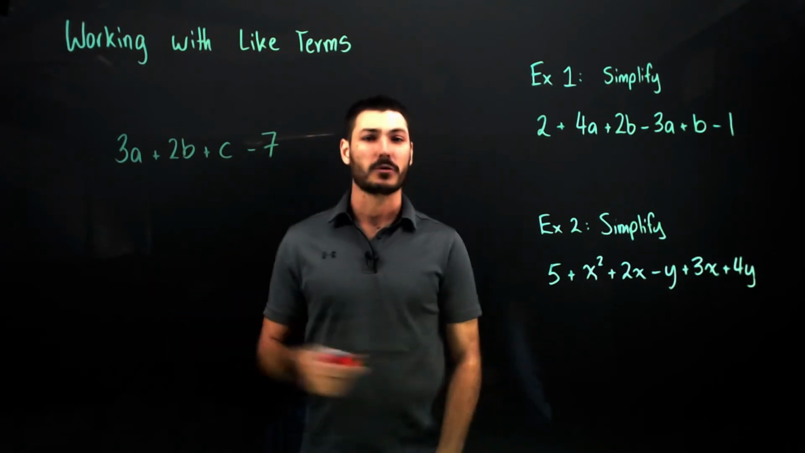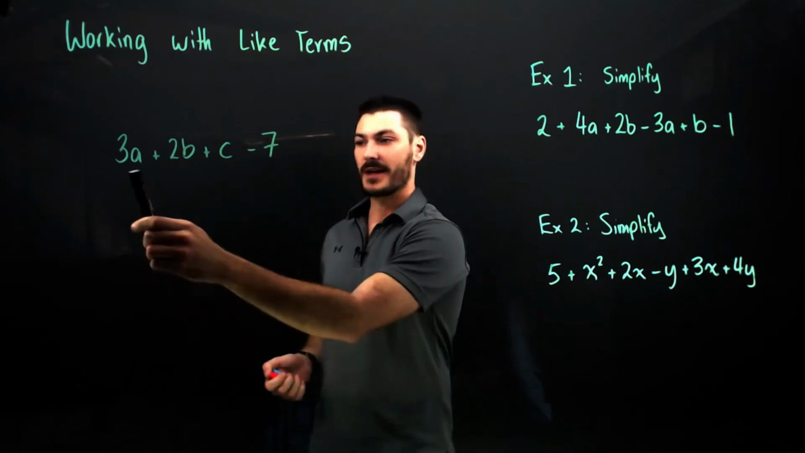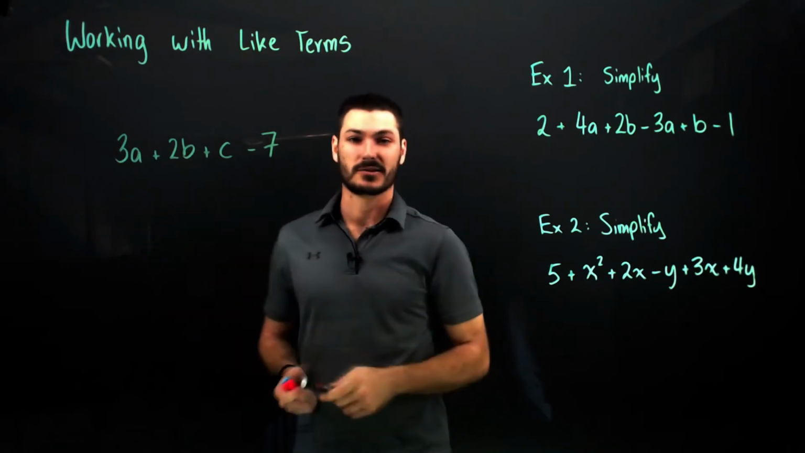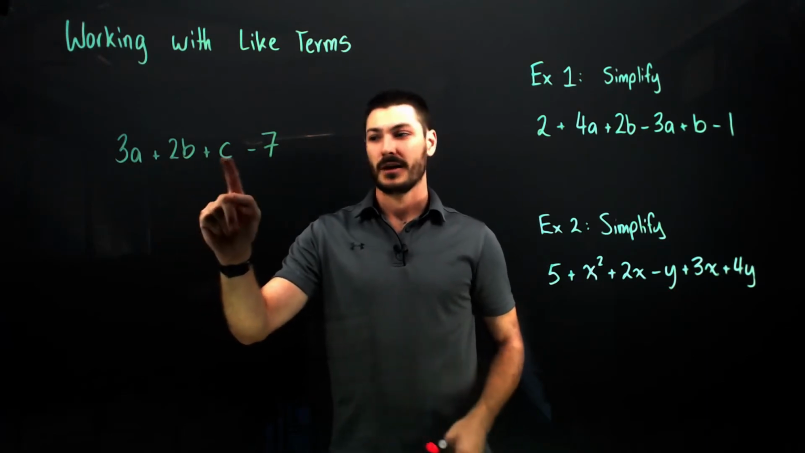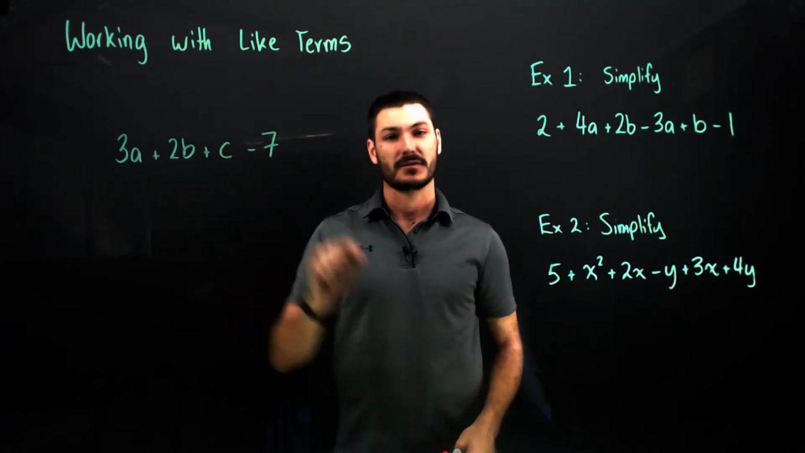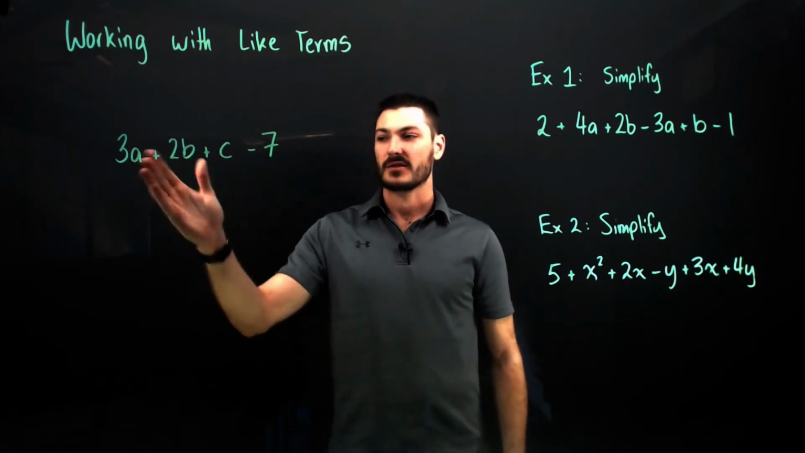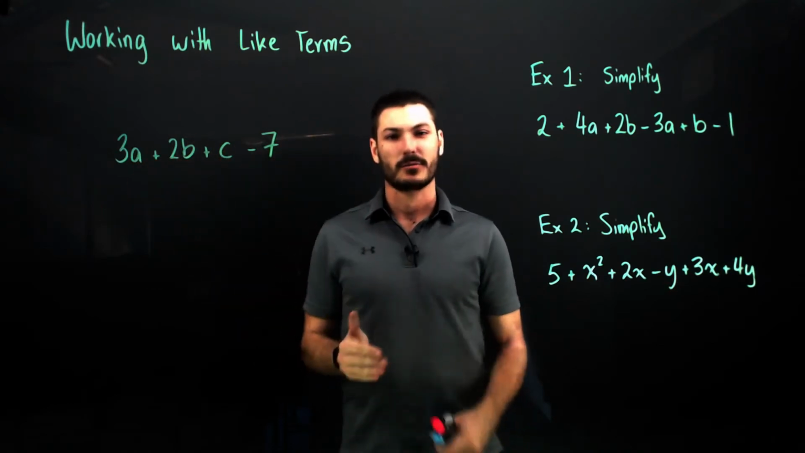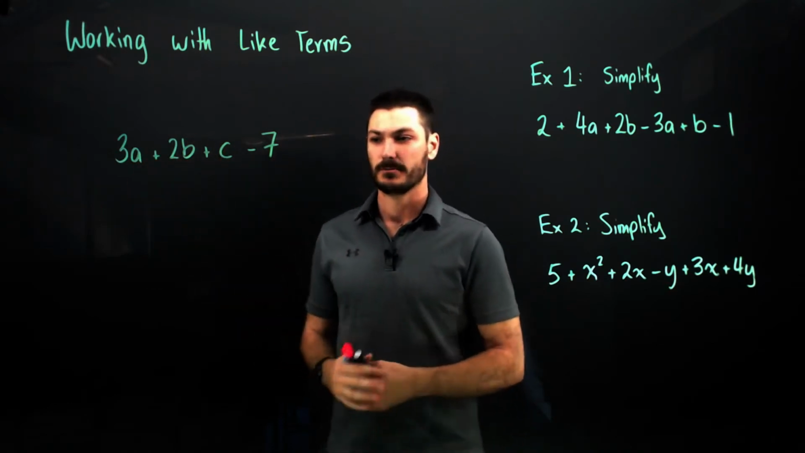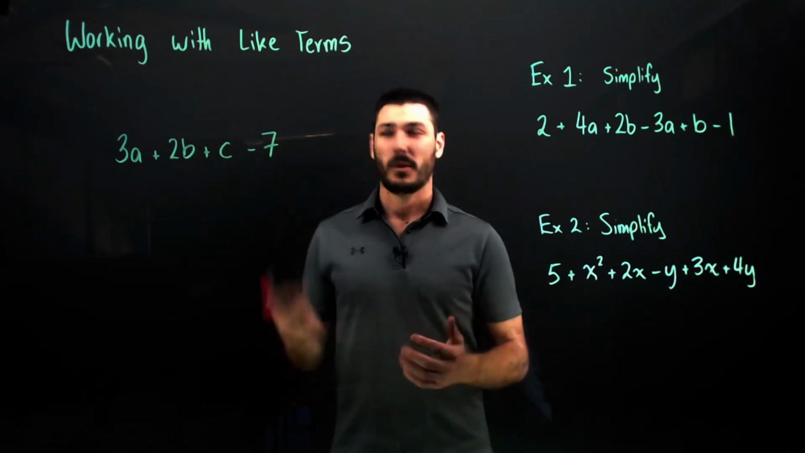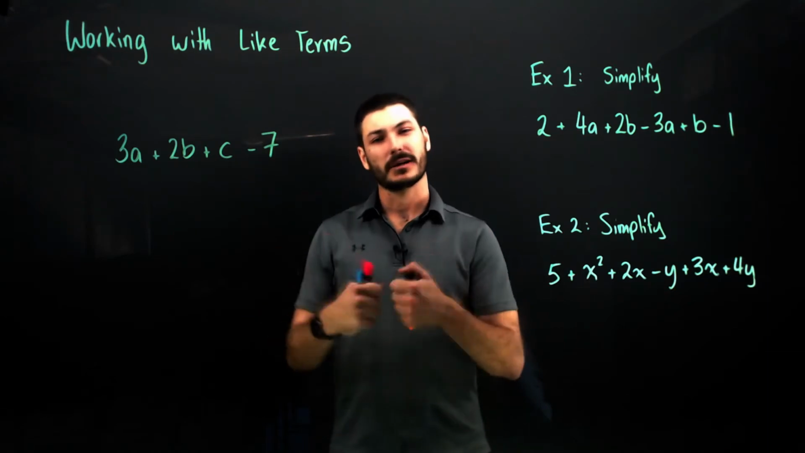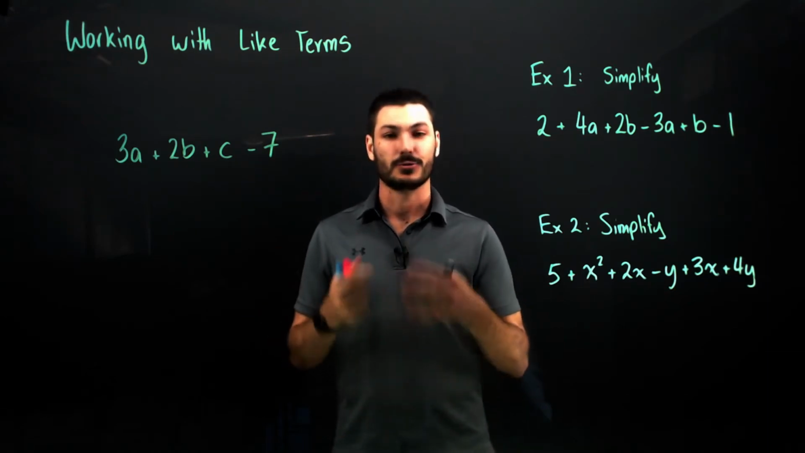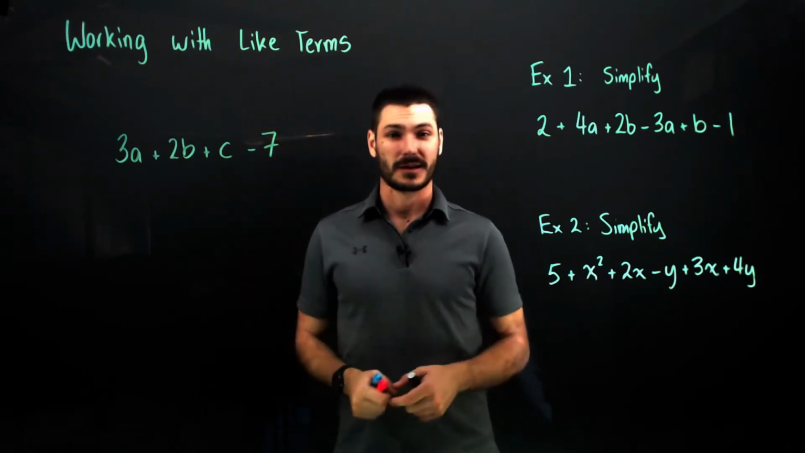And we actually have 4 different terms here. So 3a is a term, and it's separated from 2b by a plus. That's a separate term. c is a term, and the minus 7 is a term as well. Each of these individual things is a term, and multiple terms make up an expression. So today, when we're working with like terms and specifically collecting them, we're going to try to group the ones that are similar together.